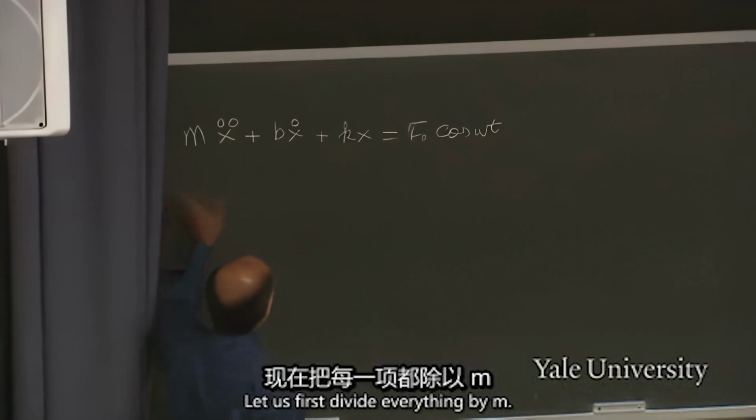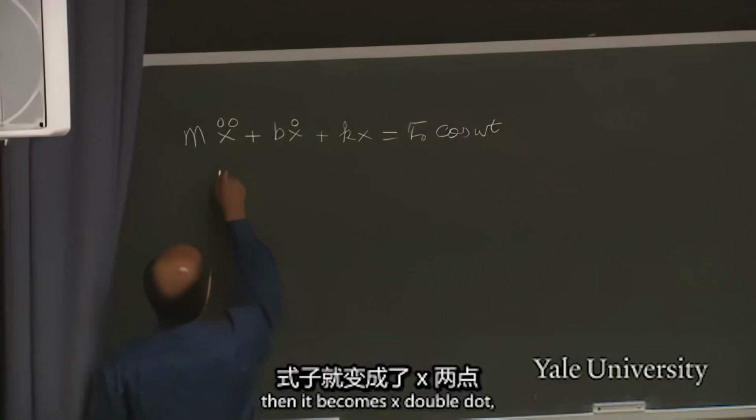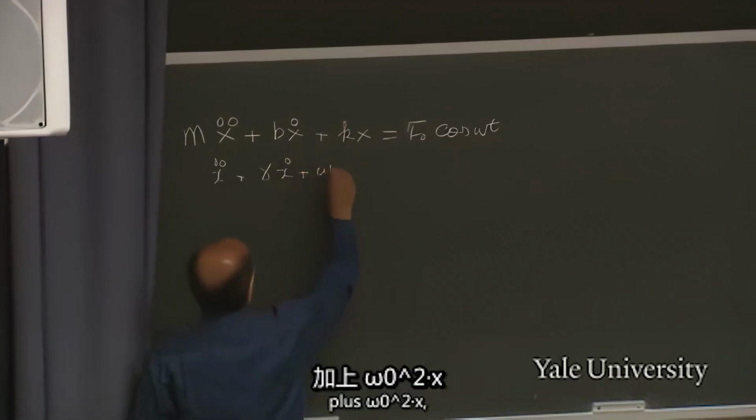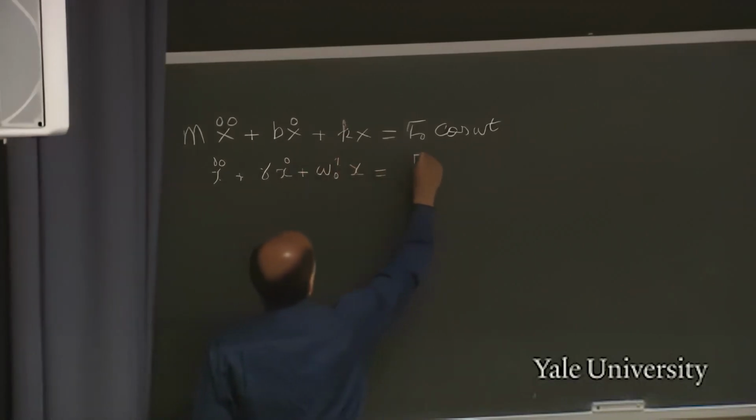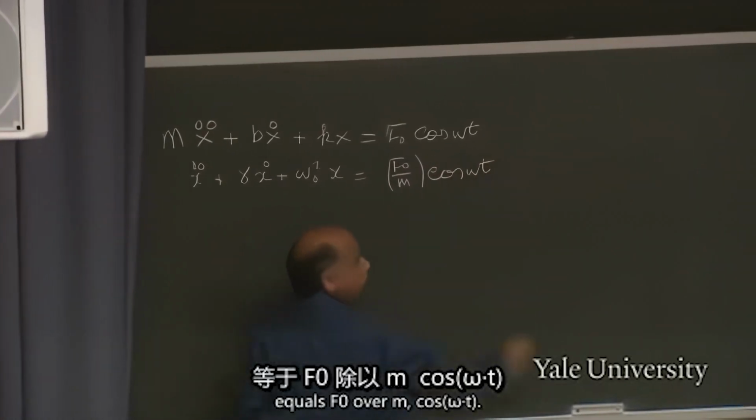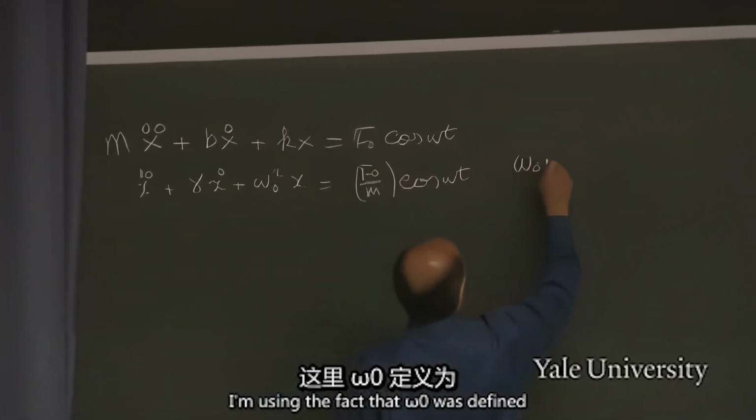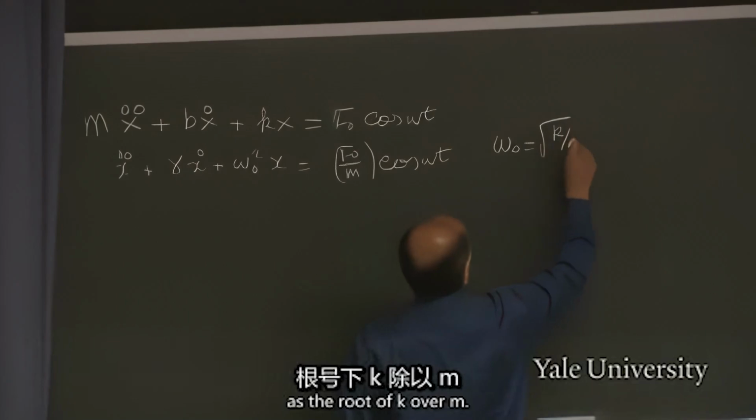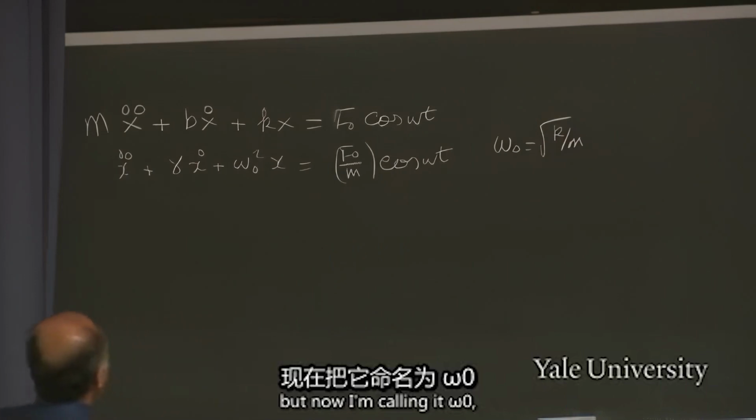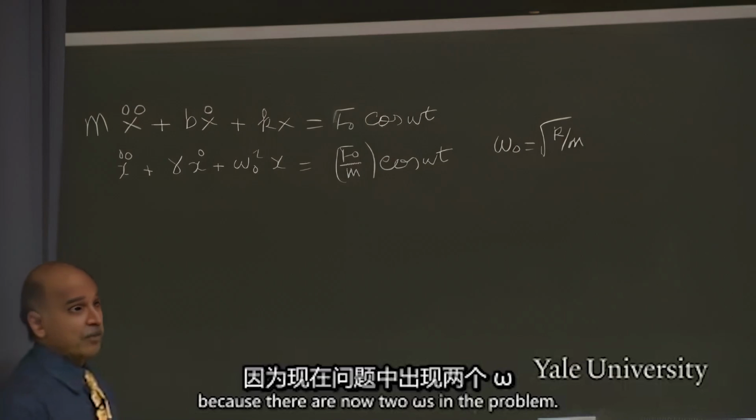Let us first divide everything by m. Divide everything by m, then it becomes x double dot plus gamma x dot plus omega 0 square x equals f0 over m cosine omega t. I'm using the fact that omega naught was defined as root of k over m. We used to call it omega, but now I'm calling it omega naught, and you should understand why I'm doing that, because there are now two omegas in the problem.